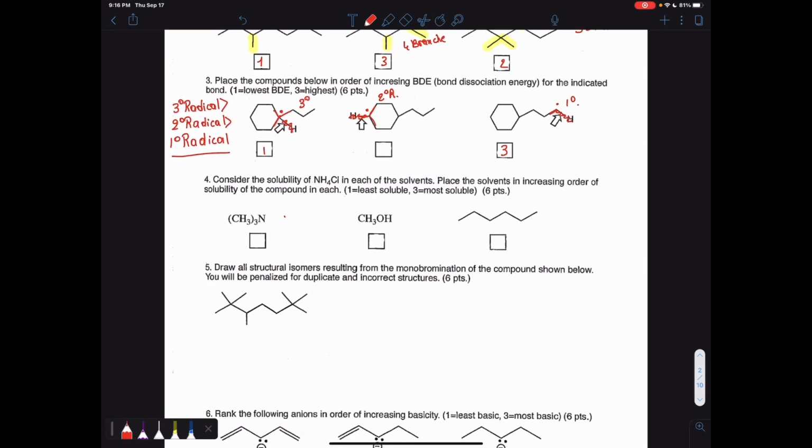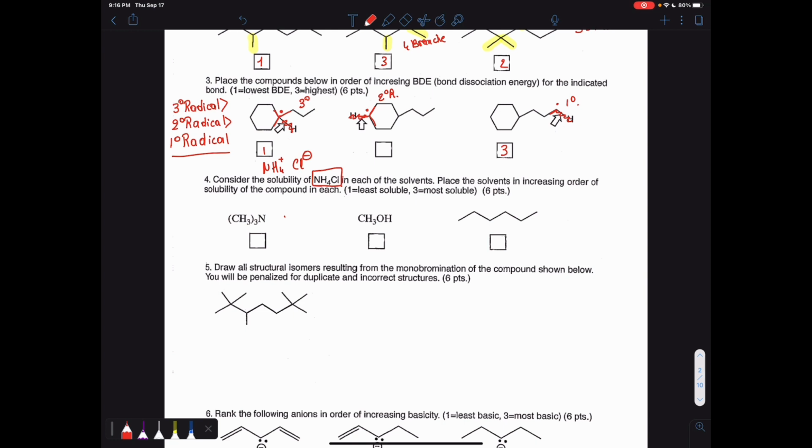So now looking at number 4, she's asking us to consider the solubility of NH4Cl in each of the solvents. Place the solvents in increasing order of solubility of the compound in each. So the first thing that you have to consider is NH4Cl. We know that NH4Cl is an ionic compound, right? Because it's NH4 plus, Cl minus.